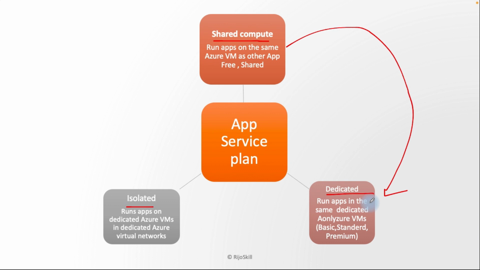The dedicated machine has different plans, including basic, standard, and premium. You can see here basic, standard, and premium, so if you want to increase your plan, you can shift it. Then you can get the isolated plan, which completely isolates your application: you get a dedicated Azure VM and a dedicated virtual network, and network traffic and everything will be separate. If you want this, you need to shift to the isolated plan. So you can see three plans available in the Azure App Service Plan: shared, dedicated, and isolated. We will discuss each one in the next slide.